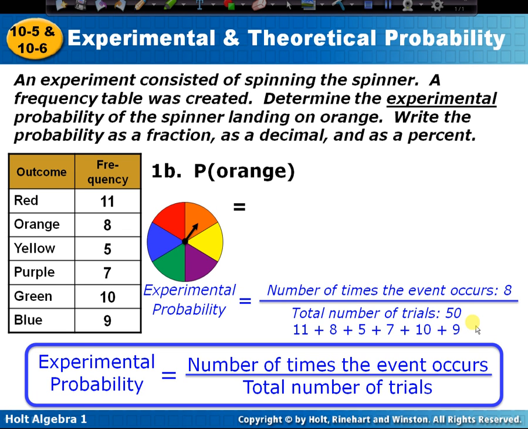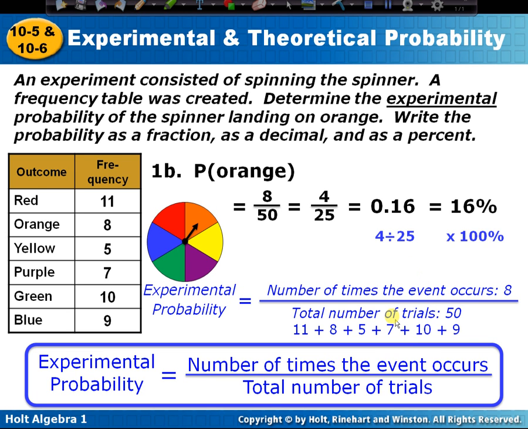That equals 50. So the number of trials is on the bottom of the fraction, and the number of times the event has occurred, which for us in orange has been 8, is on the top. So we're going to write that as a fraction as 8 over 50. Very simply, we're going to convert that to a decimal by dividing 8 divided by 50. We reduced it to 4 over 25. Then we're going to divide 4 divided by 25, and that's going to give us 0.16. We're going to convert that to a percent by multiplying it by 100, and it's going to give us 16%. So the probability was 16%.